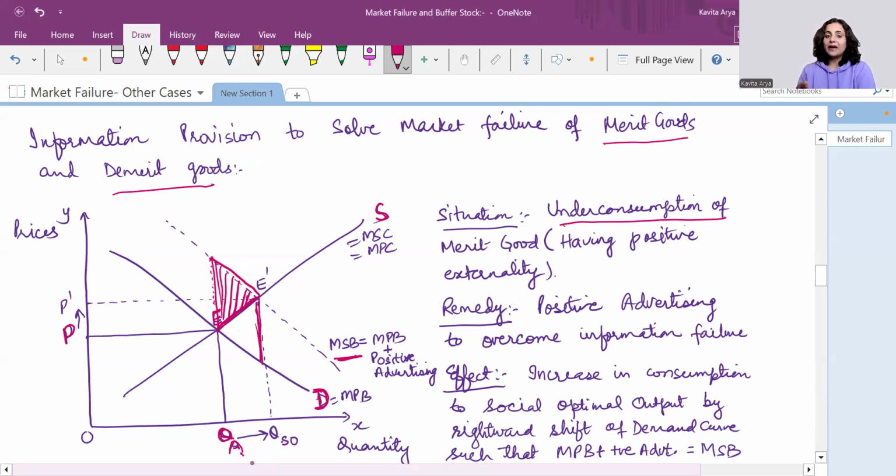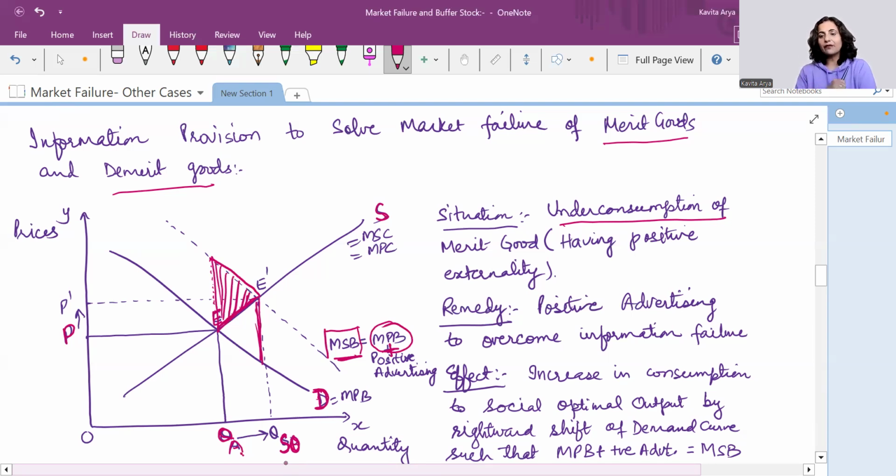This can be bridged by positive advertising. MPB, the marginal private benefit, when given the addition of positive advertising, gives rise to MSB, the marginal social benefit, then it matches. So with the help of positive advertising, this consumption can be increased to the socially optimal level of output. And this is how this problem of information failure or information asymmetry is catered to.